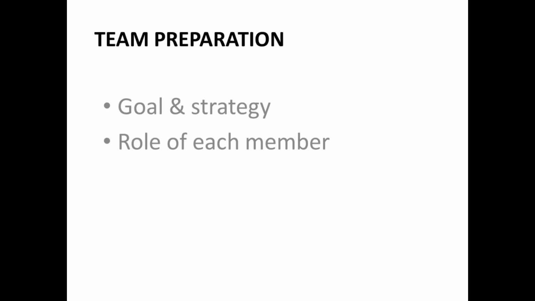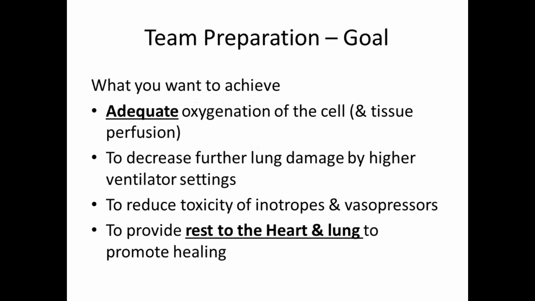In team preparation, you should decide the goal and strategy, and the role of each member. Goal: what is important is adequate oxygenation and tissue perfusion. We don't want the saturation to be 100%. Adequate is 90% saturation, which is good enough for VV ECMO. The aim is to decrease ventilator damage by using ventilator rest settings, to decrease the inotropes, and what is most important, which is why we initiate ECMO, is to give rest to the heart and lung.